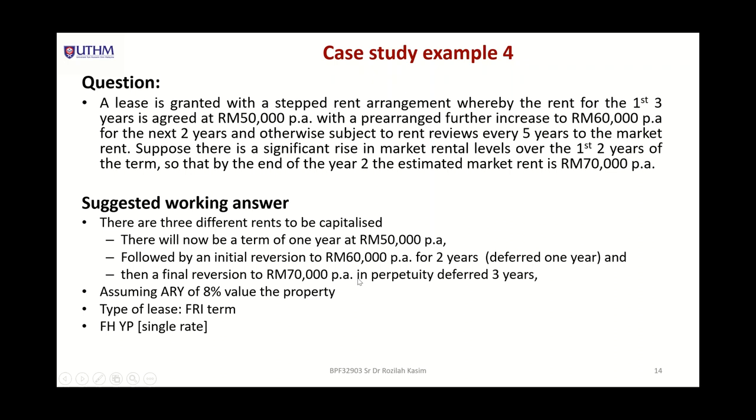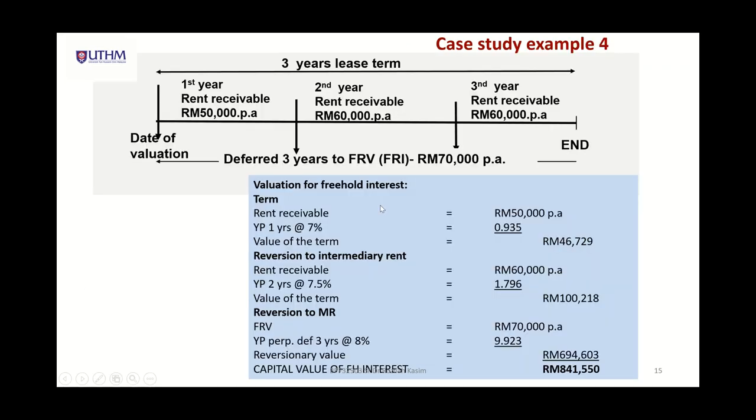This one is more complicated, quite complex. It's about a lease granted with a step rent arrangement, where the first year is agreed at 50,000. However, there is a pre-arranged further increase to 60,000 per annum for the next year. So it seems that every year they have a different rental receipt, and subsequently, after the third year, they will receive 70,000.